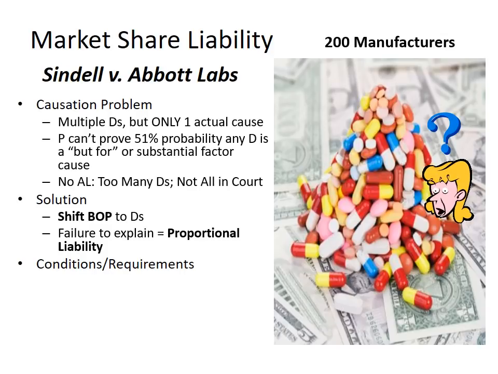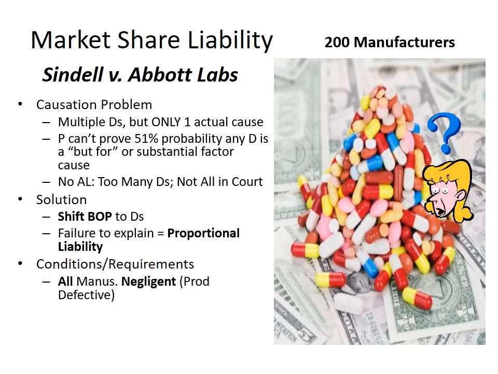And so if you had a 5% share of the market, you could only be held responsible in proportion to that market share. That is, you could only be held responsible for 5% of the plaintiff's loss if you were unable to exculpate yourself from the case. Now, what are the conditions that would allow for this solution to hold?